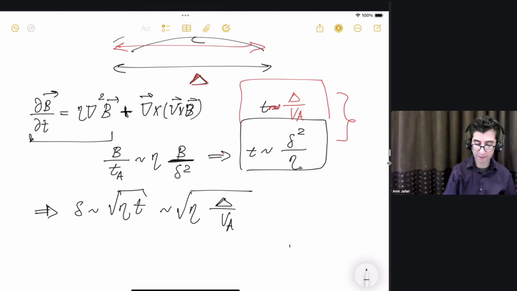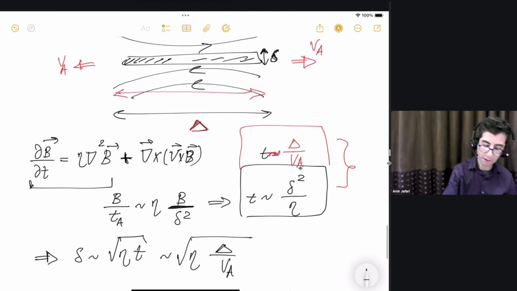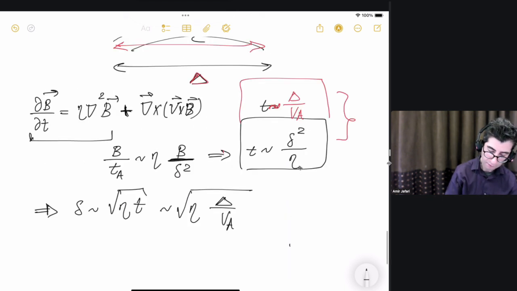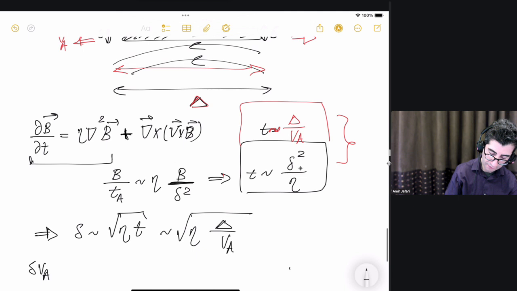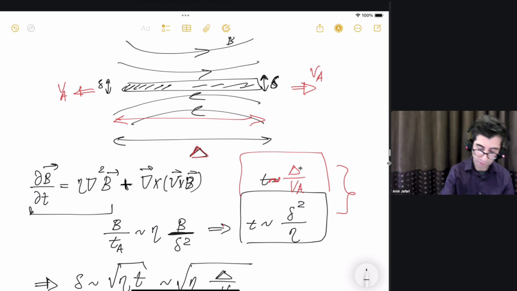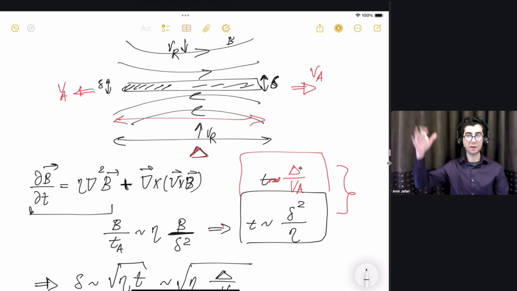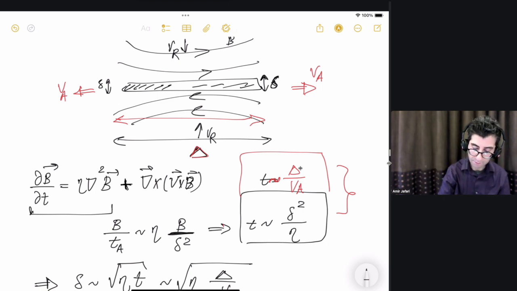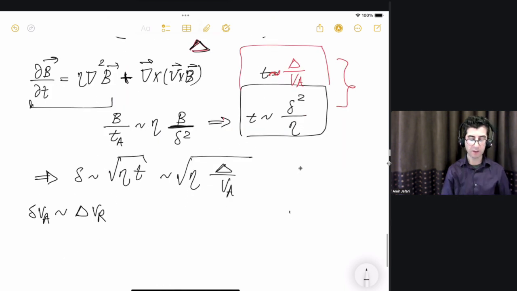On the other hand, again, I have conservation of mass. Here you have delta VA should be of order delta VR, mass conservation. Okay, VR, plasma is being pushed along in this direction perpendicular to the current sheet, and this is the length of the current sheet. So VR times delta should be equal to VA times little delta, the thickness of the current sheet.